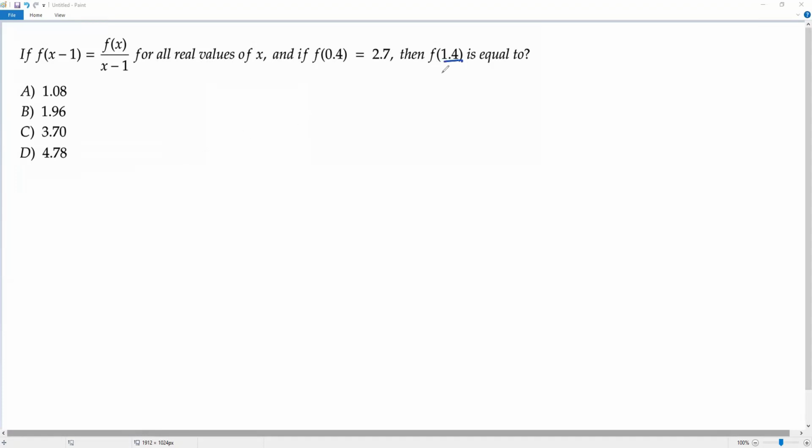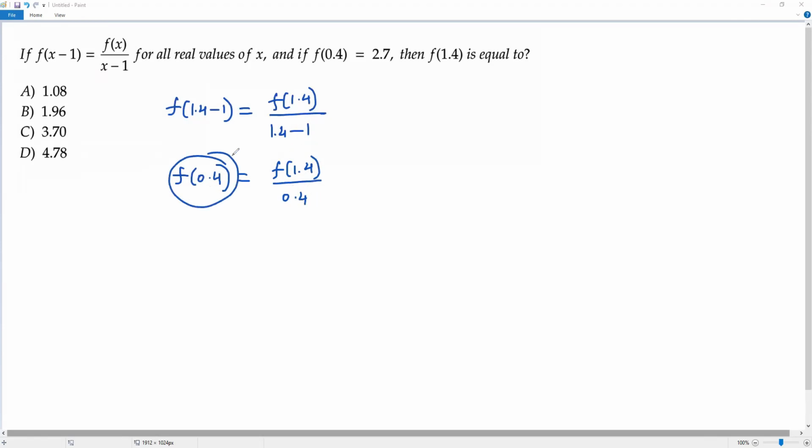Since we have the value 1.4 here, let's plug in 1.4 for x in this equation. Then I'm getting f(1.4 − 1) = f(1.4)/(1.4 − 1). The simplification of 1.4 − 1 is 0.4. That is, f(0.4) = f(1.4)/0.4.